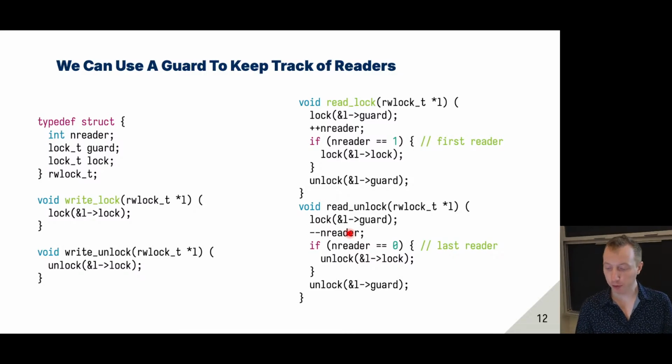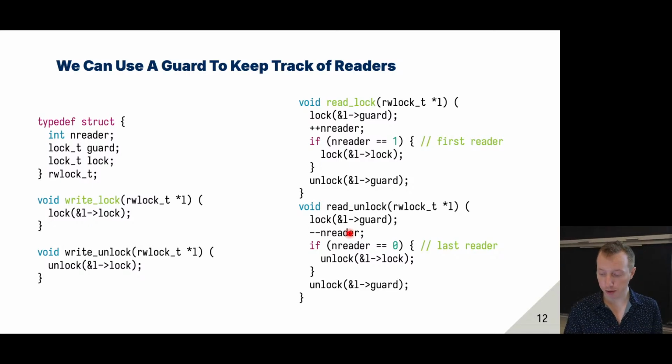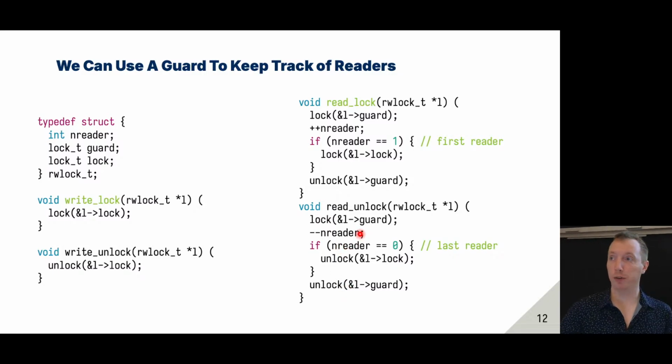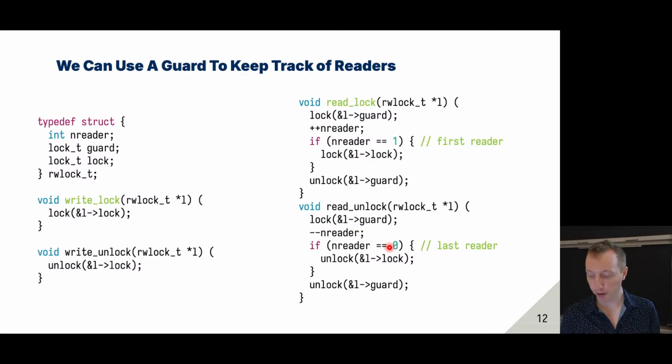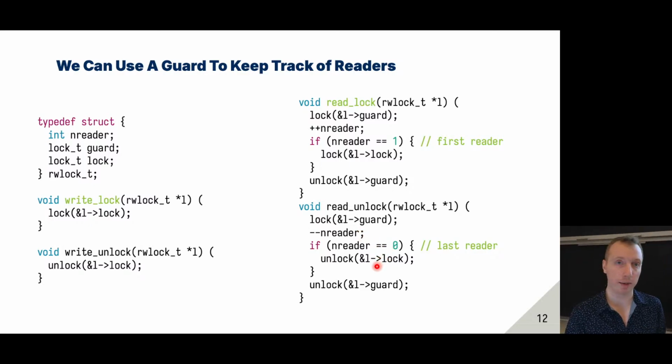So if 2 threads have the lock open, well, then we would decrement the number of readers from 2 to 1, and then we would check, okay, well, there's another thread that has the lock, so we wouldn't unlock it, and we can just go ahead and unlock the guard. And then if we were the last thread, so we changed the number of readers from a 1 to a 0, we know that we're the last reader, so we should just unlock that mutex.